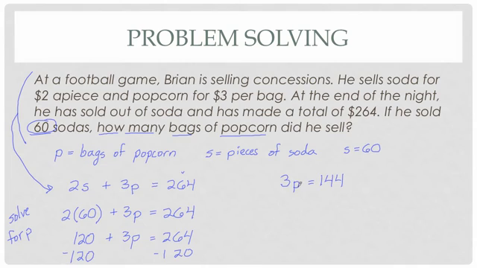All right, so if it's $3 for each bag of popcorn and it totaled up to $144, let's divide both sides by 3 and see how many it did. So P has to equal 144 divided by 3, which is 48. So he sold 48 bags of popcorn. All right, there you go. Using linear equations to understand and solve word problems.